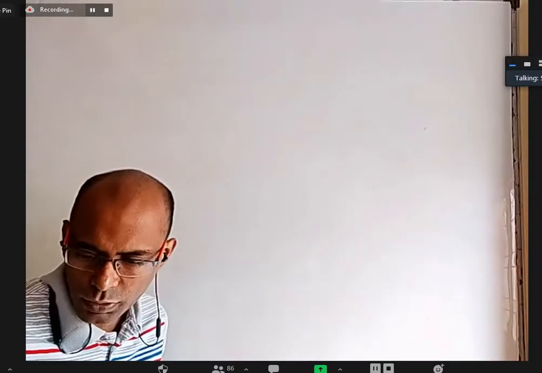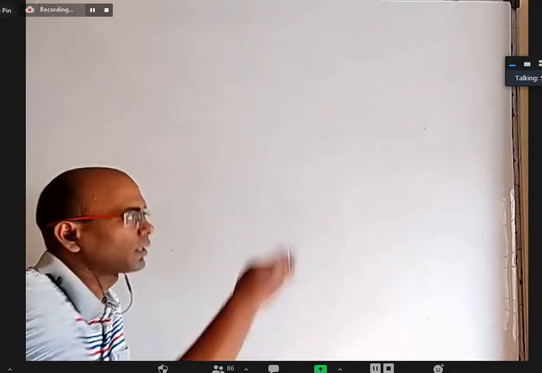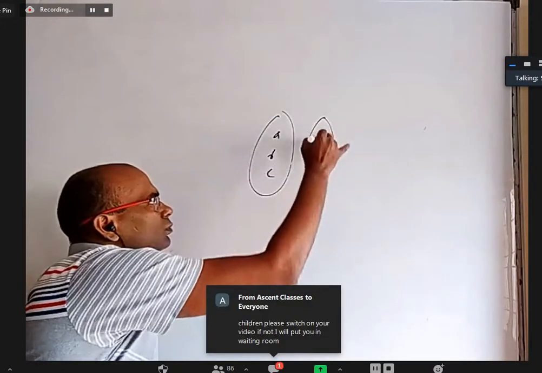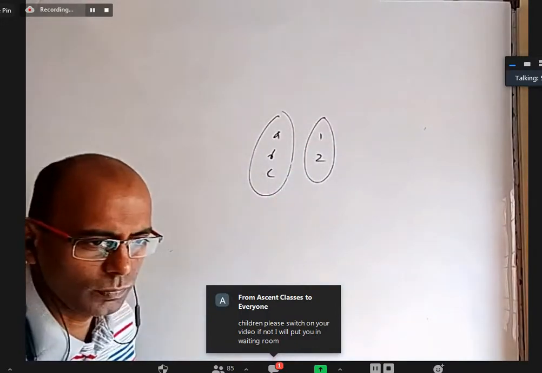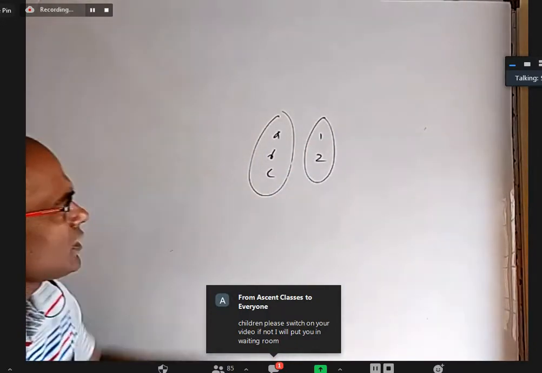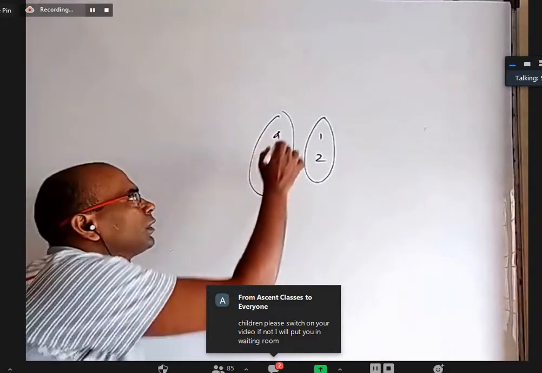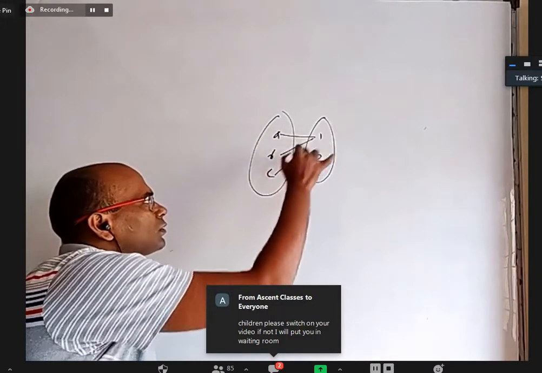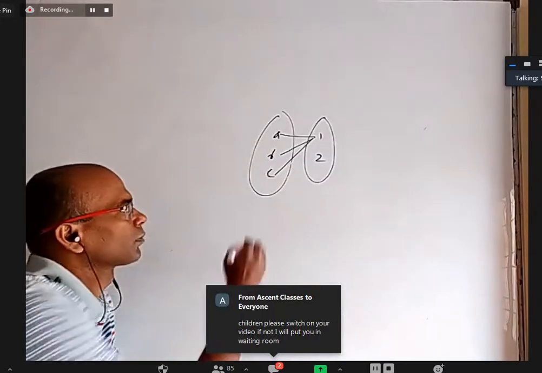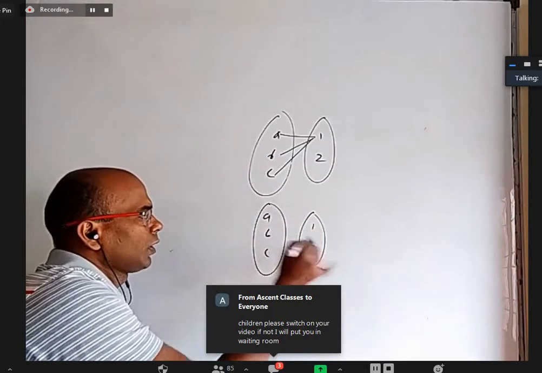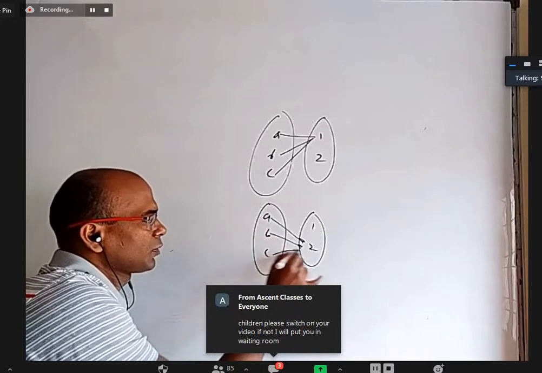I think we can draw. There is a formula, but right now I don't want to get into the formula. But let us see. I have A, B, C here, and I have 1, 2. I want a function. Function means every element here should be connected to one element. All connected to 1 is one possibility. All connected to 2 is another possibility.